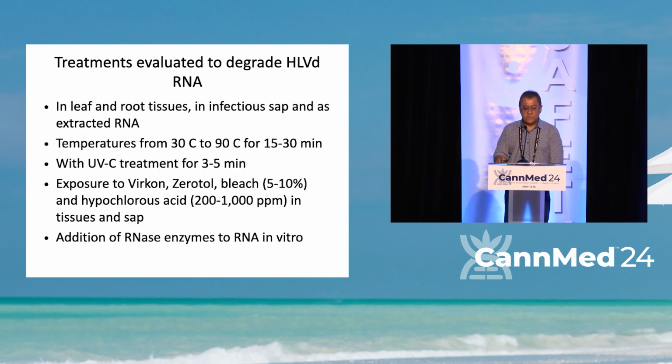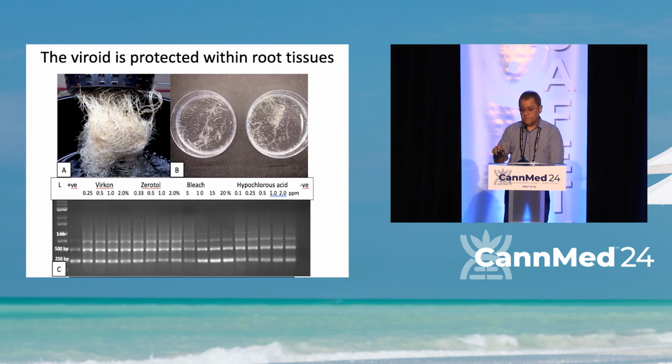Okay, so finally, I'm just going to talk quickly about factors that destabilize hop latent viroid. We looked at a number of things: temperatures, UVC, various treatments of various chemicals, as well as addition of various enzymes. I'm just going to go through this fairly quickly here. This is where we tested infected roots with various treatments: Virkon, xeritol, bleach, hypochlorous acid. At these concentrations, the viroid is extremely stable in the roots, and you cannot eradicate it from those tissues.